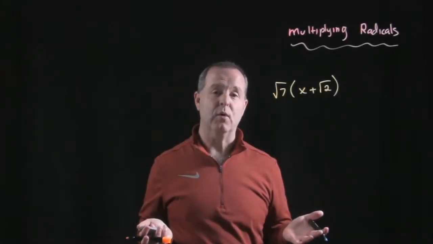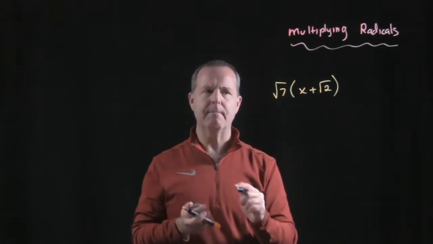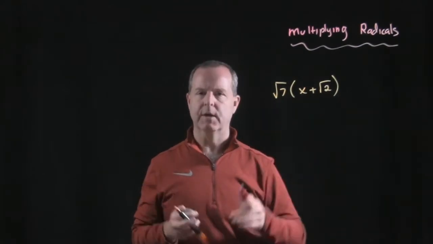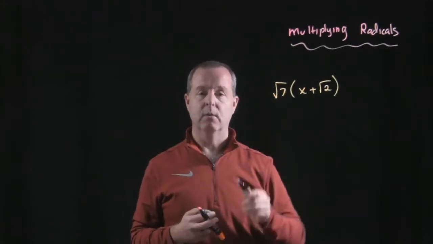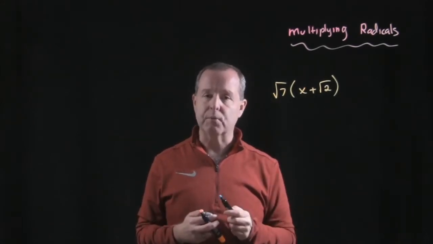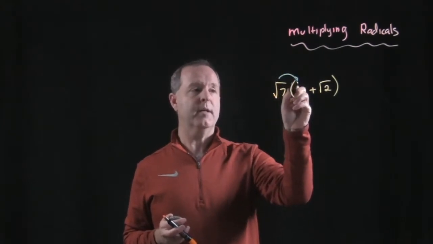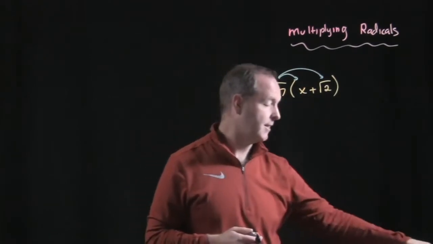Now we're going to look at exploring how to multiply with radicals. We're going to start out by multiplying a radical across a summation, or one term times two terms. So root 7, well, it looks like a standard distribution property, and you're right. I'll take the square root of 7, distribute it to the first term, and distribute it to the second term.